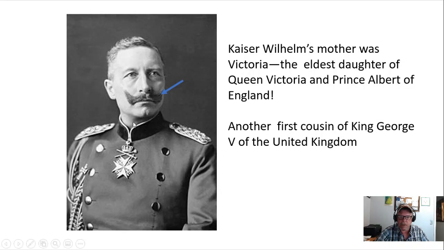Notice, eldest, his mother was the eldest daughter of Queen Victoria and Prince Albert. You got Prince Albert in a can, better let him out. So you can see this intermingling of the royalty. And you go, well, geez, if they're all related, why couldn't they solve this without a bloodbath? Well, think about if you have brothers and sisters. How well do you get along sometimes?